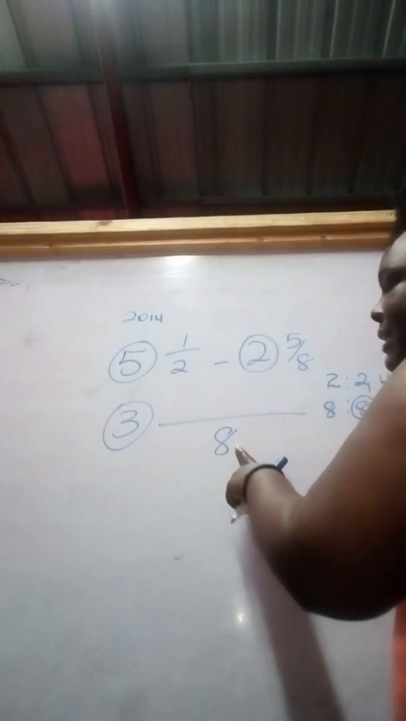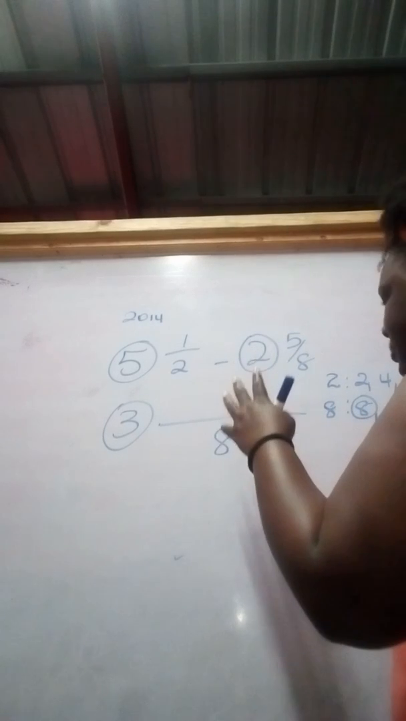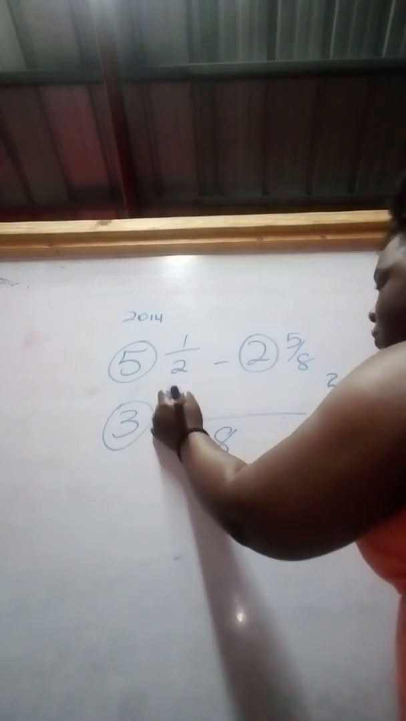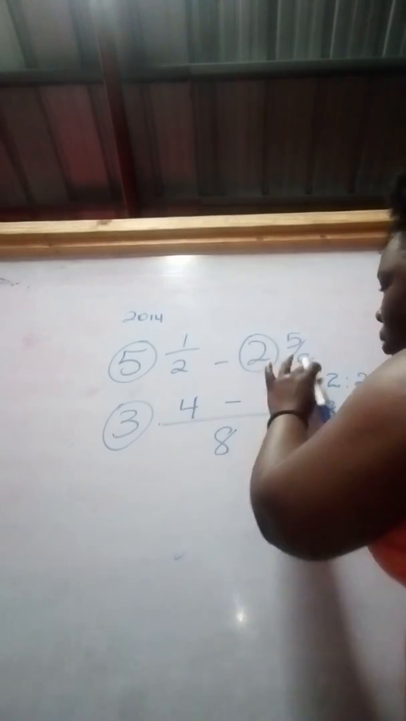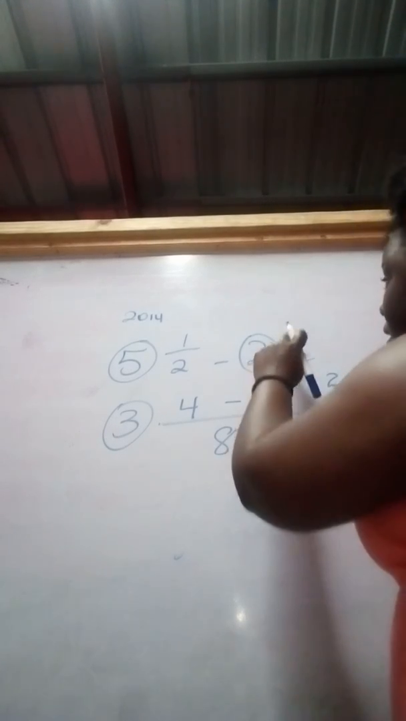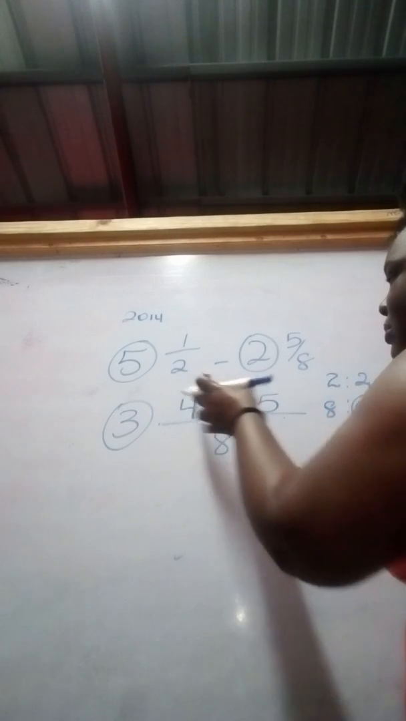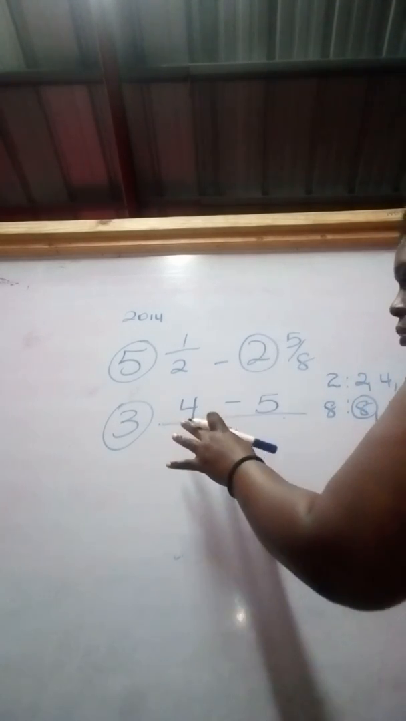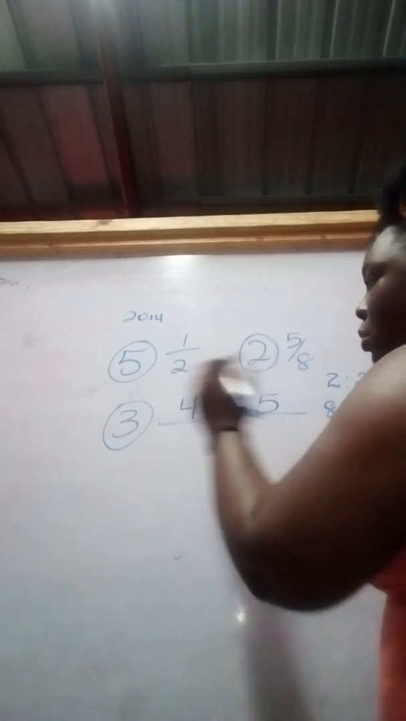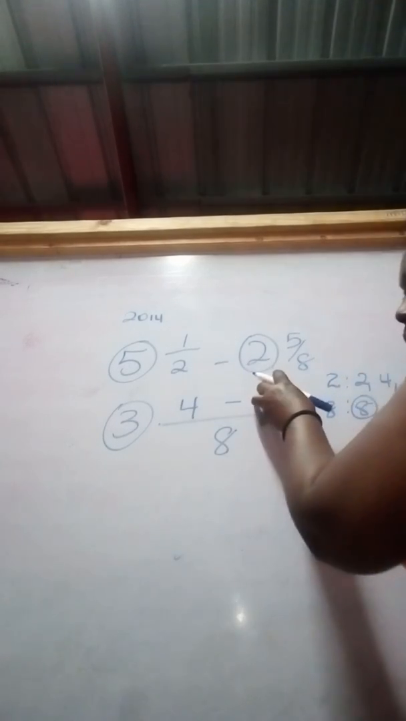So 2 into 8 is 4, right? 4 by 1 is 4. 1 into 8 is 8. 1 by 5 is 5. Now, look at this. 4, you cannot take 5 from 4, right? So what we need to do is borrow. A small number cannot take away a big number.